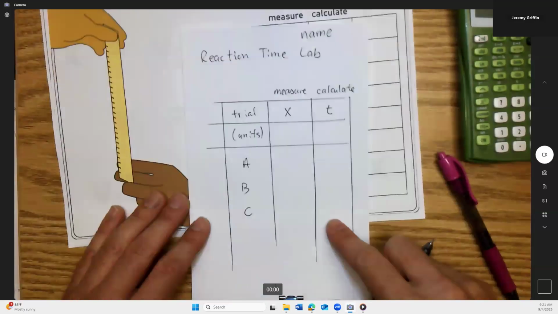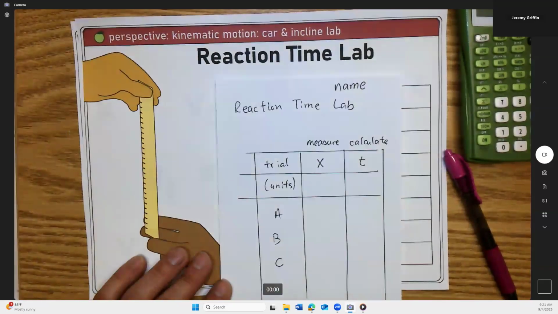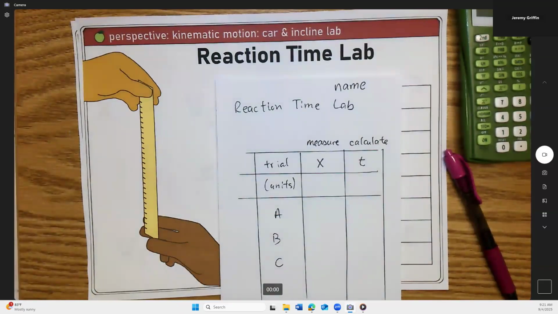So guys, by the end of class, turn in this page and also turn in your FRQ. I will put both of those in the grade book.